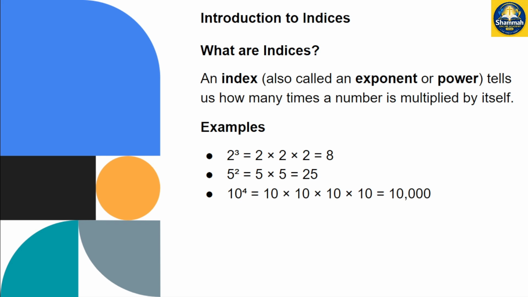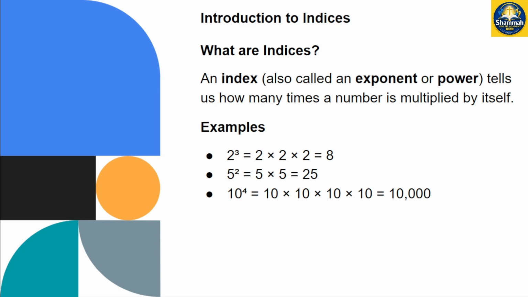An index, also called an exponent or power, tells us how many times a number is multiplied by itself. For example, you have 2 raised to the power 3. Okay? Now, what does this 2 to the power 3 tell us? It tells us that 2 is multiplying itself 3 times. And when you multiply 2 by itself 3 times, you get 8.